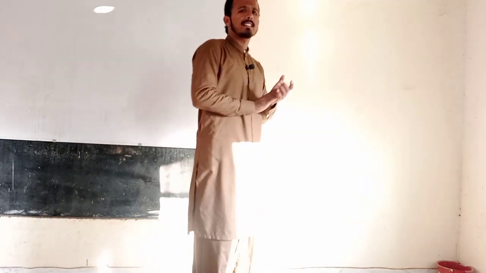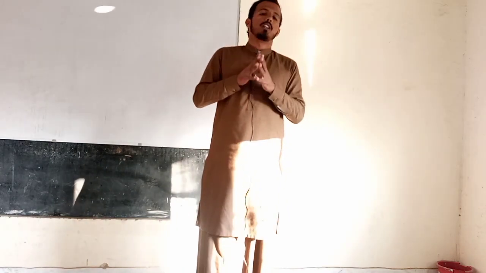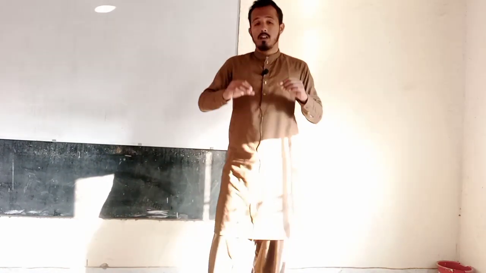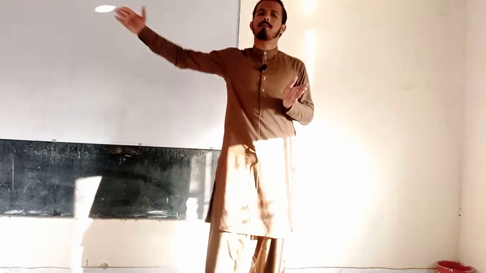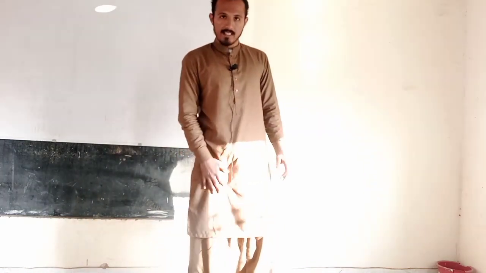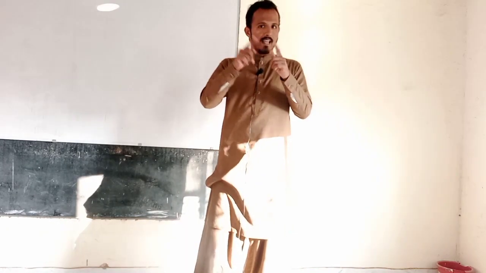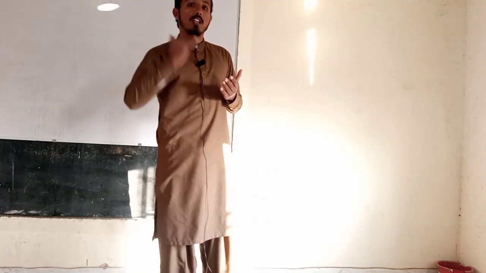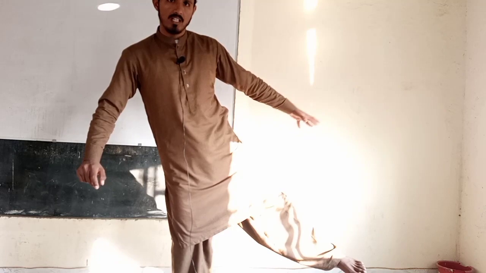Next is abduction and adduction. Focus on my point. Abduction means away from the body. When anyone moves their lower limb, the upper leg part, away from the body, that's called abduction. Abduction at the hip joint is 30 to 50 degrees. Moving toward the body is called adduction. Add, toward the body. Its range of motion is 20 to 30 degrees. This is abduction and this is adduction.